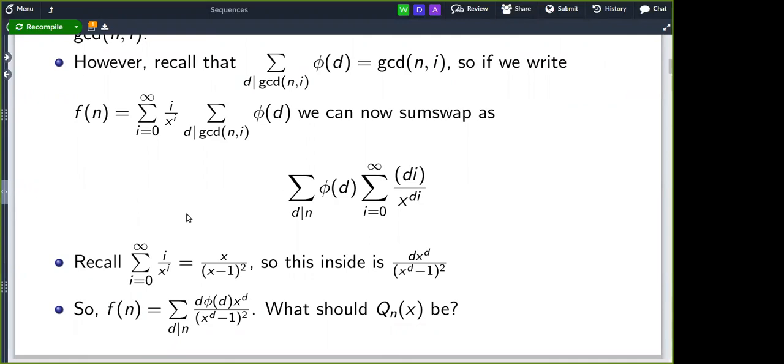So now, given this form, what should q of n, qn of x, be? So qn of x is the denominator, remember. In other words, we have a bunch of fractions right now, and we want to make qn of x the common denominator. So we're taking the LCM of all the denominators. So with this in mind, what should qn of x be?